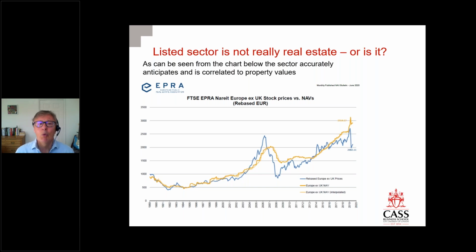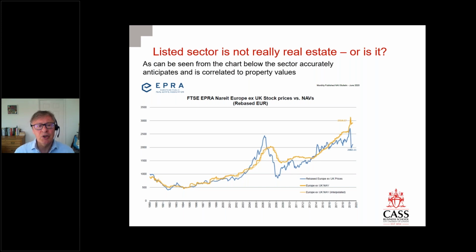They typically say, well, listed sector, that's not really real estate, is it? It's just subject to the vagaries of the equity market on a daily basis. Prices go up and down, 5 to 6% a day, et cetera, et cetera. And they follow a random walk, so it's unlike the nice smooth path of real estate, appraised real estate values.